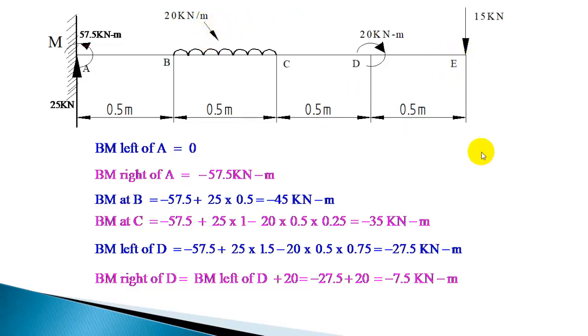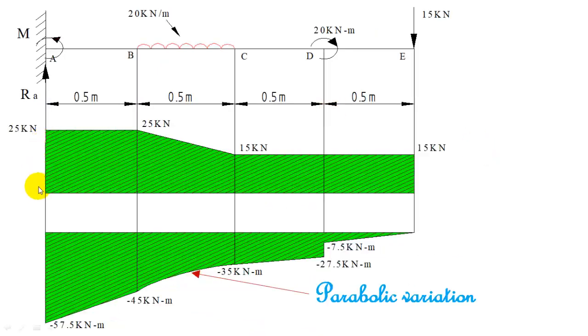Now let us draw the shear force and bending moment diagram for this loading. Shear force in the section AB is constant, it is plus 25 kilonewton. From right of B to left of C, it is changing from 25 to 15. The downward UDL will always linearly decrease the shear force, and we have calculated right of B and left of C. You can show that variation, 25 to 15.